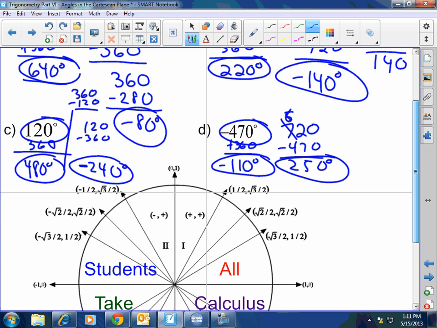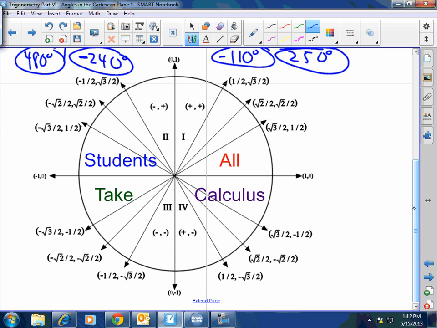You with me? Okay, now, remember the unit circle, guys? All right. We're going to give you the real unit circle now. Okay, let me explain first what my boy really recognized. All students take calculus. Let me explain this.